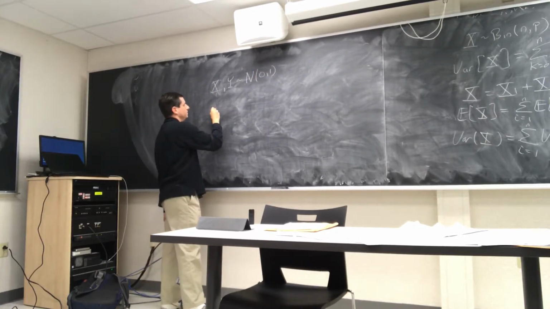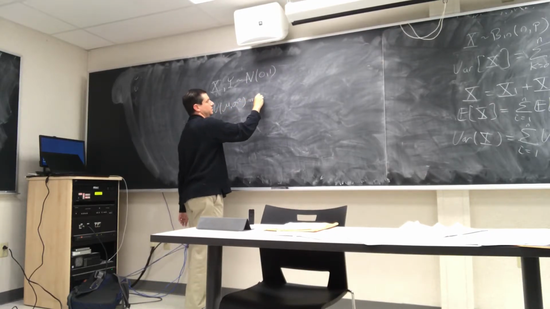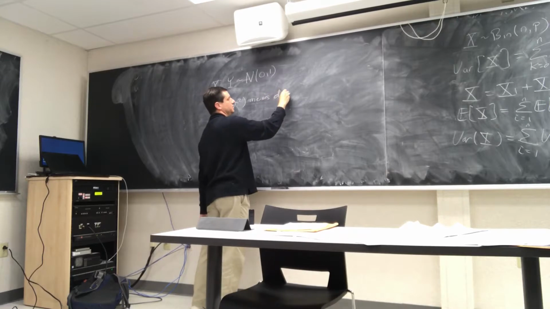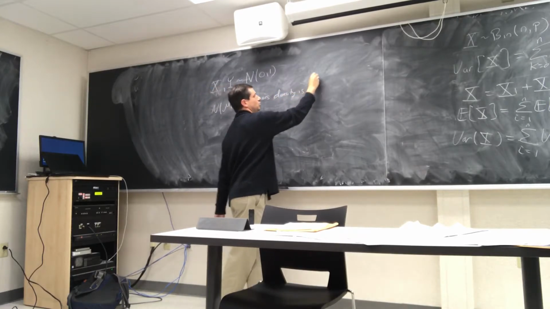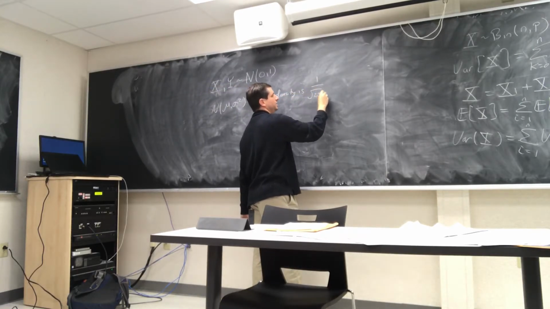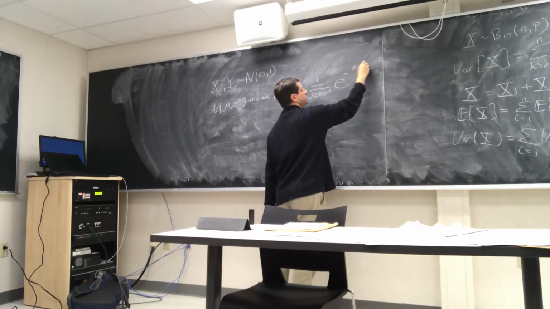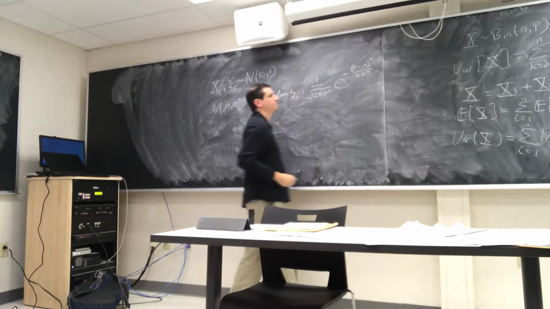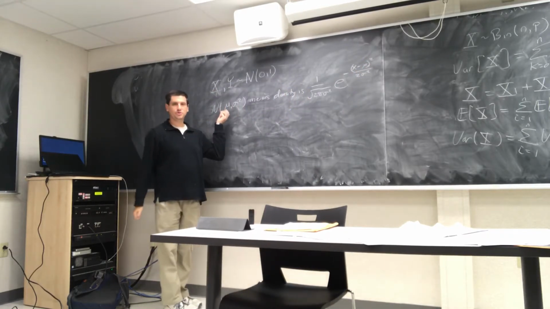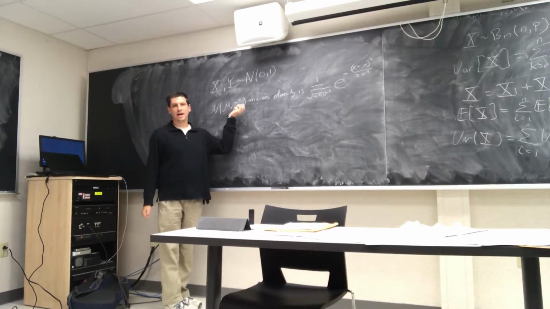So N(mu, sigma squared) means your density is 1 over square root of 2 pi sigma squared, e to the negative (x minus mu) squared over 2 sigma squared. This is the normal distribution with mean mu and variance sigma squared, or standard deviation sigma.